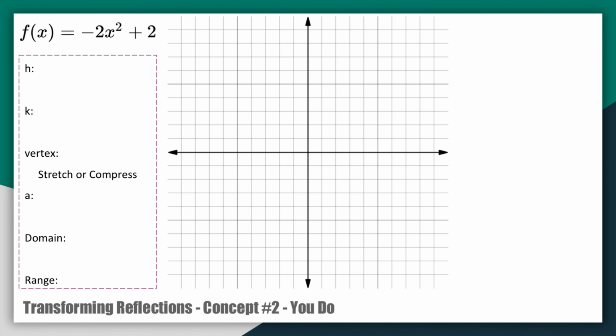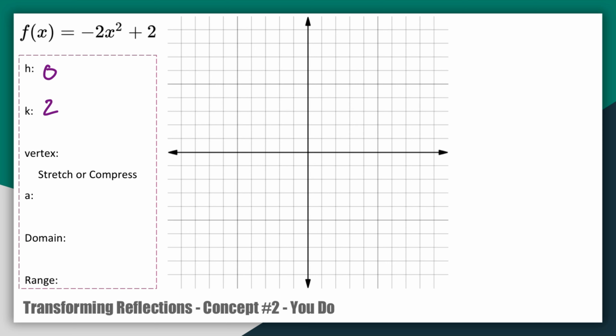So here's one for you guys to try with a reflection. Give it a try, and then I'll go over it. Okay, hopefully you gave it a try. I'm going to run through this pretty quickly. Again, we have an h of 0. We have a k of +2.